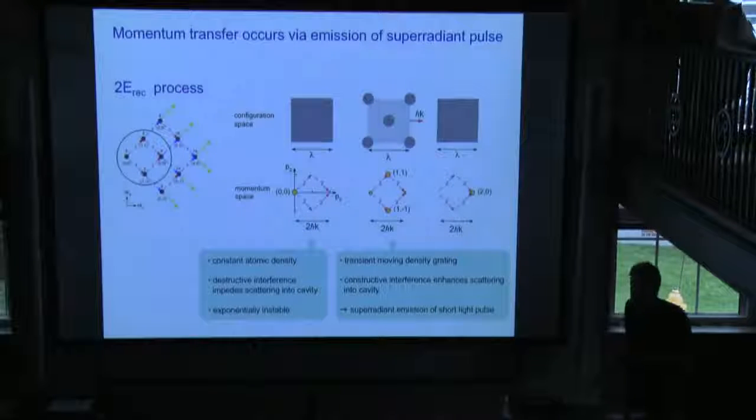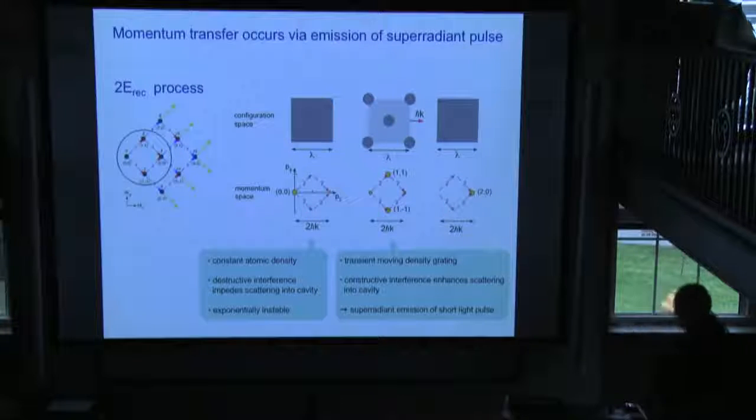Concentrating for a second on the 2E recoil process, this would be the process where either of these scatter and transfers happen along these two possible paths. An important point once again is to see that this momentum transfer occurs in a superradiant fashion. This is basically seen if you start here at 0 with the BEC. The BEC corresponds to a homogeneous distribution of the density.